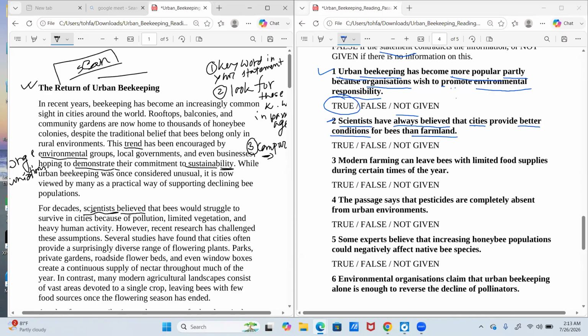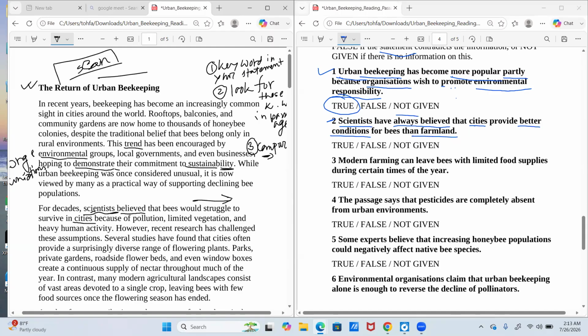Believed is also found. Then we have found the word cities as well. So let's read the whole sentence. It says, for decades, scientists believed that bees would struggle to survive in cities because of pollution, limited vegetation, and heavy human activity. So our passage is saying that for decades, scientists have believed that cities are not good for bees because they would struggle to live here.